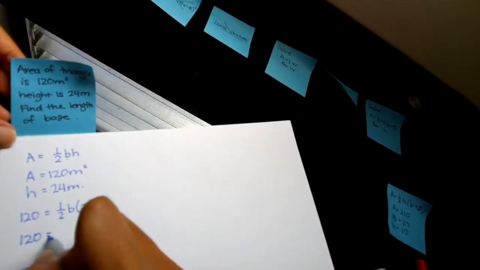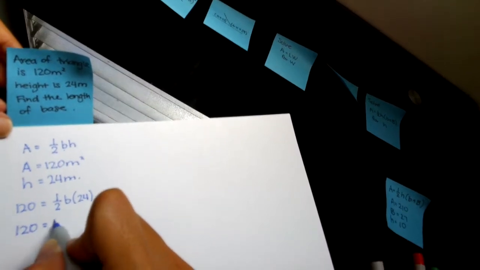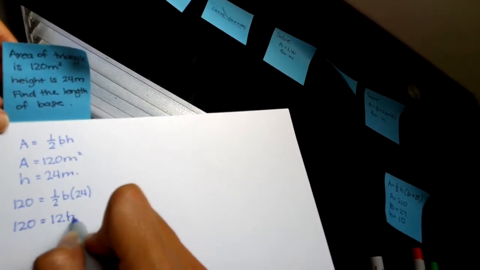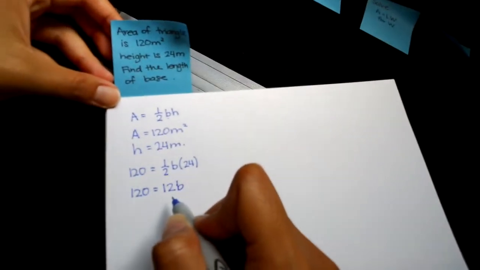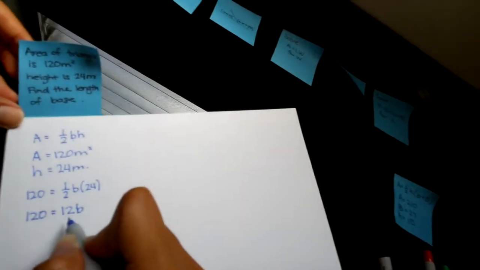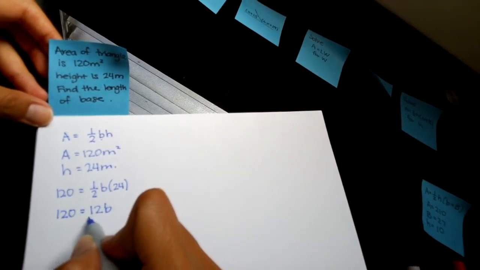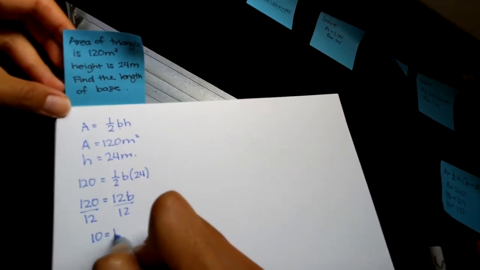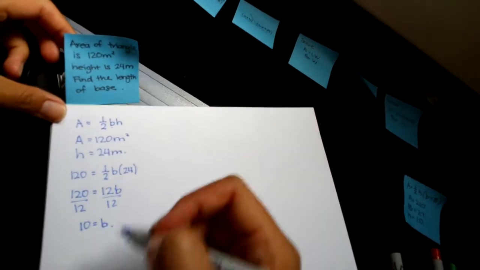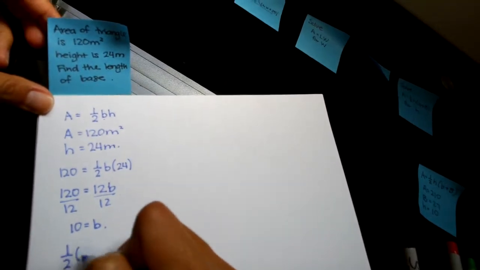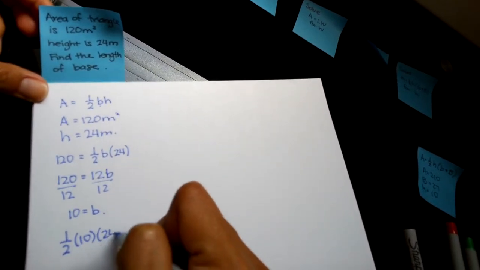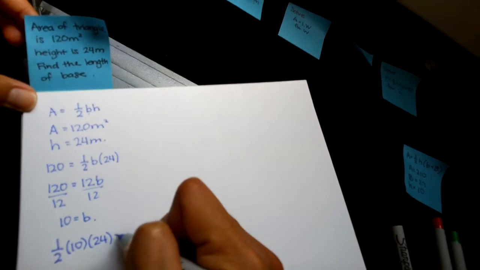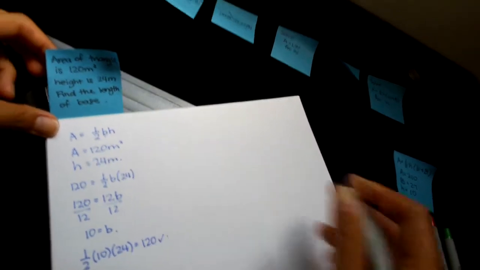So 120 is equal to half of 24, which is 12, times b. And finally, we can divide by 12. So 10 is equal to our base, and you can check it, right? 1/2 times 10 times 24 is, in fact, 120. So we know that we did that one correctly. So that's it for that question.